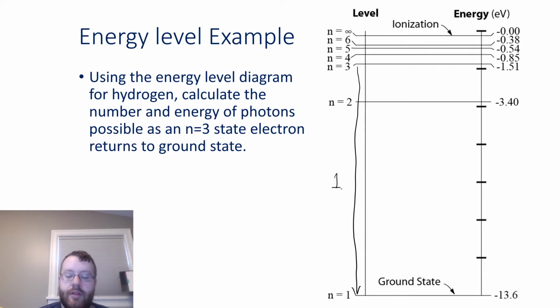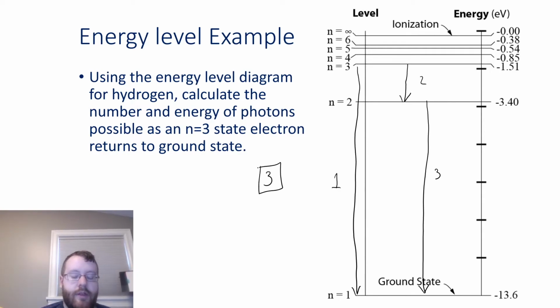That's definitely one possibility. But another one is that it can move from the n equals 3 to the n equals 2. So that's a second photon that's created. And then from the n equals 2 down to the n equals 1, that's a third photon that can be created. So how many in total can be created? Well, that's 3. Pretty simple, but you can see that once you get up to a higher energy level, like the n equals 4 or the n equals 5, it starts to get more complicated as you have to deal with different jumps. So just get used to being able to count how many photons can be created for both hydrogen with this diagram and also mercury as well. Remember, they don't have to jump from the top all the way to the bottom.